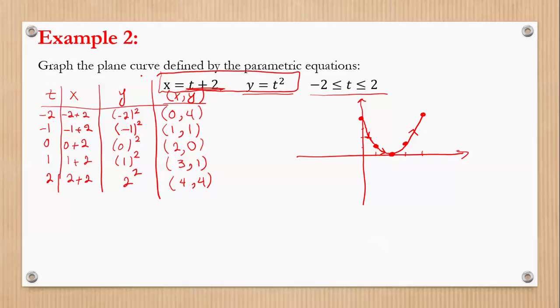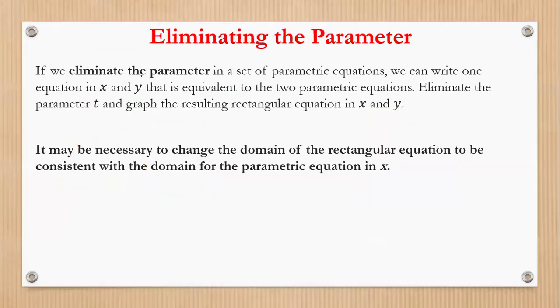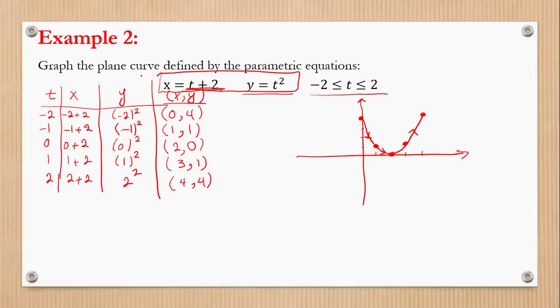If we eliminate the t out of these two equations and try to find an equation based on x and y, we can easily see that this graph is exactly the graph of that x and y equation. So we need to eliminate the parameter, which is t, and write one equation based on x and y, which is equivalent to the two parametric equations. So now let's see how we can do that in the previous example. If in this example I want to eliminate the t, what can we do?